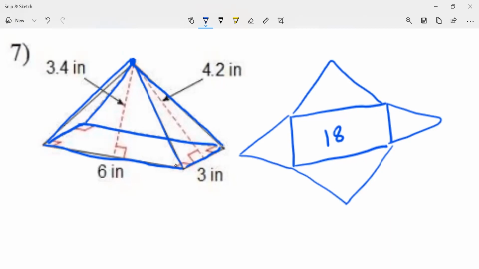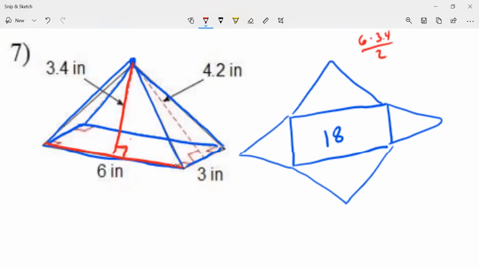Now, for 2 of my triangles, I'm looking at the triangles on the front. I was looking at the 90-degree angle created here. It was created by 6 and 3.4. So I'm just going to go 6 times 3.4 divided by 2. Remember, for triangles, we do that. So that gives me 10.2. Okay, so 2 of my triangles are 10.2.